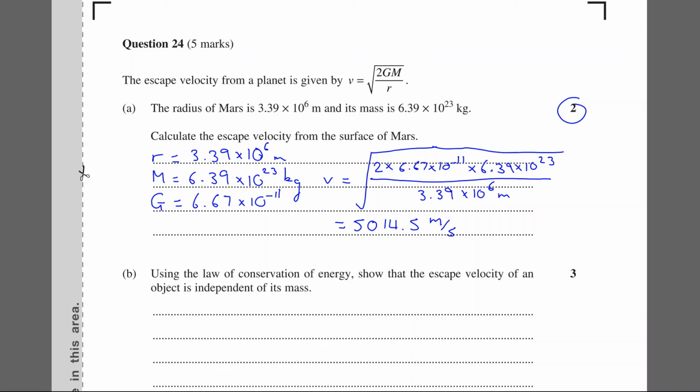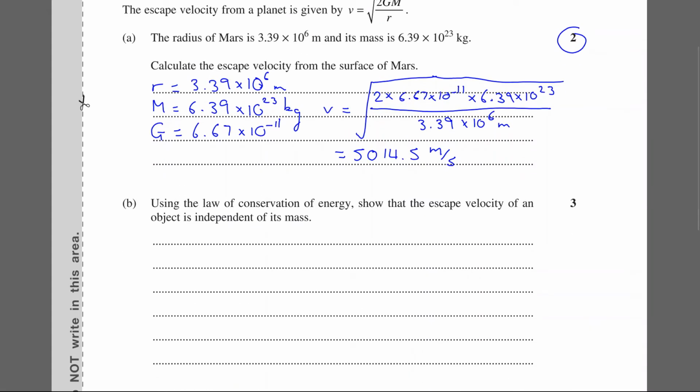Okay. Question B. Using the law of conservation of energy, show the escape velocity of an object is independent of its mass. Okay, so the escape velocity is the velocity required for an object to escape an object's gravitational pull. In this case, a planet's gravitational pull. So planets have much more gravity than most things that we're used to, so they have a much higher escape velocity. The escape velocity of this textbook sitting near me is pretty low, in other words.